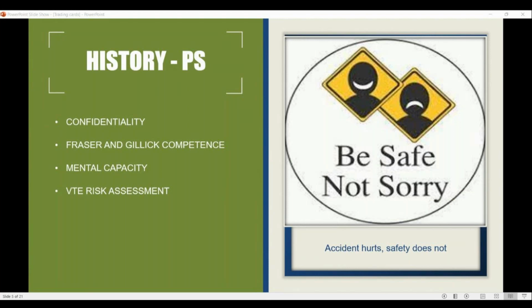Then you should have knowledge of Fraser and Gillick competencies, because there is a station in Part 3 where a teenage girl's mother or father comes, angry parents, and they want you to reply to their questions, like why you offered contraception to their teenage daughter, or why you offered MTP. So you have to explain the law in the UK to them. You should have knowledge of Fraser and Gillick competence, and you should put this in your station also.